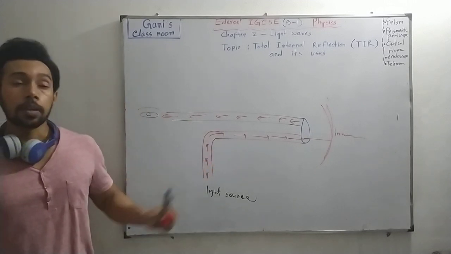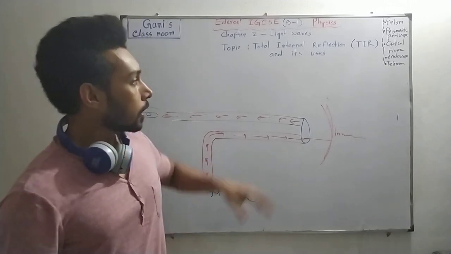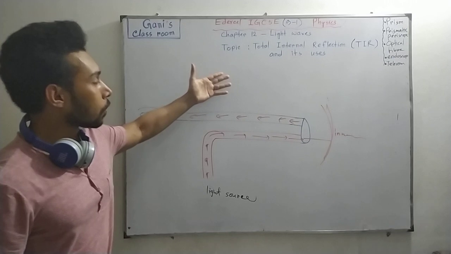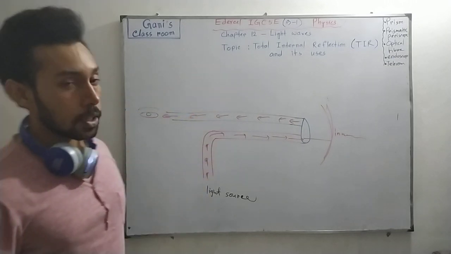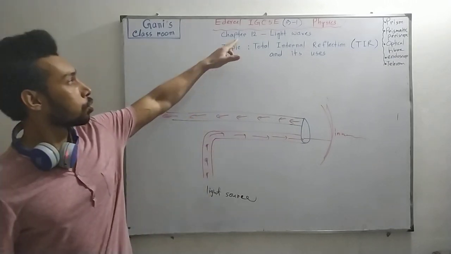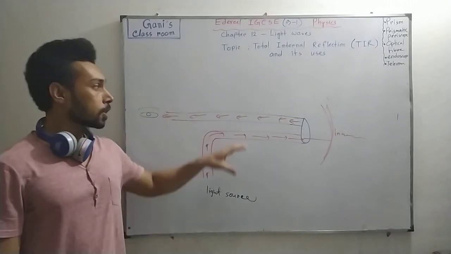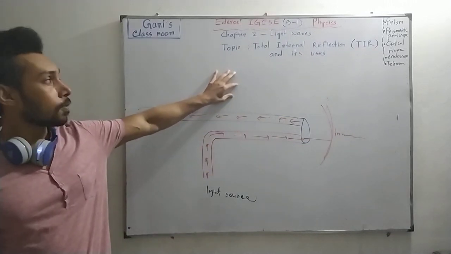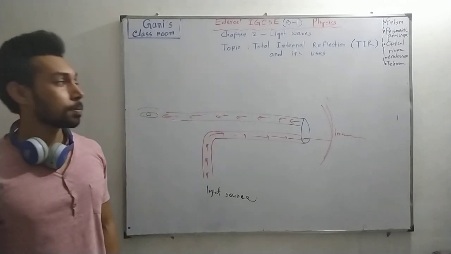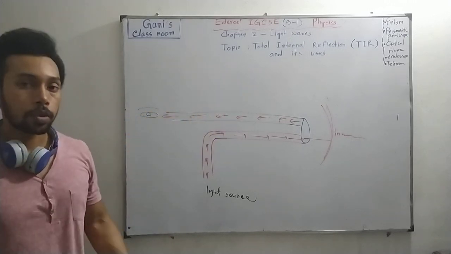So we have discussed total internal reflection and its uses. This is the end of chapter 12, light waves, and you will have homework. Solve the question answers of the chapter and submit it within 2 or 3 days.